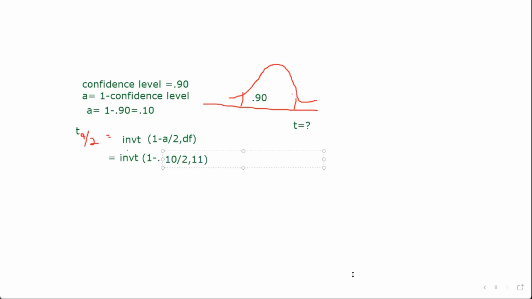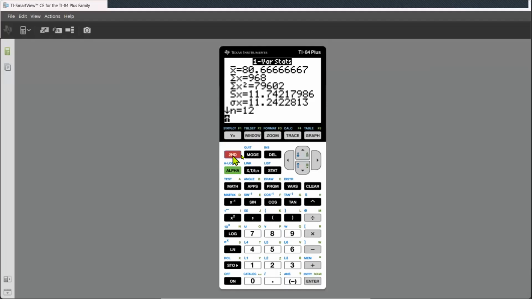I have second quit. So it's second. It's on the distribution menu, just like the last one. Inverse T. Notice it doesn't ask you for a mean and a standard deviation here.